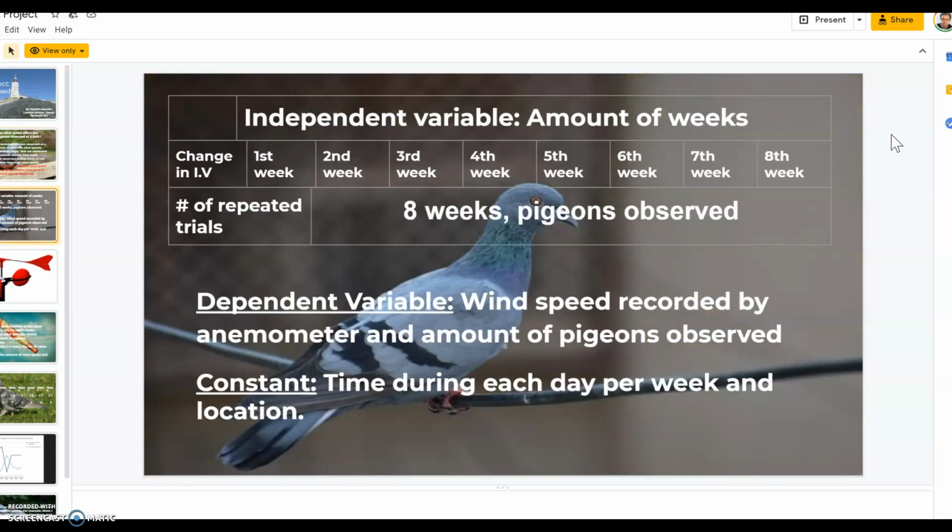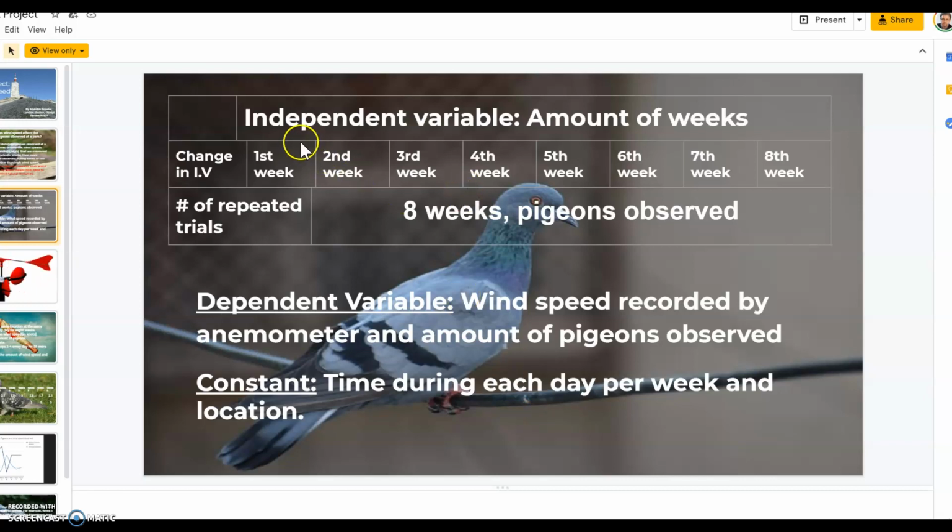On to our IDD. Independent variable: amount of weeks. Dependent variable is going to be wind speed recorded by an anemometer and the amount of pigeons observed. Constant: this is going to be the time during each day per week and location. Everybody understand? So far, so good.